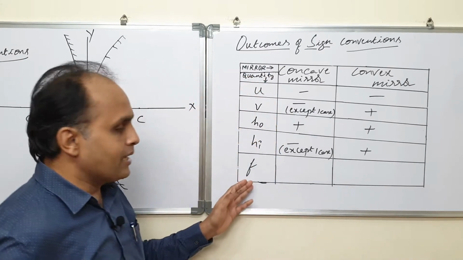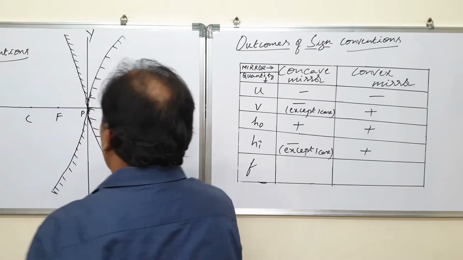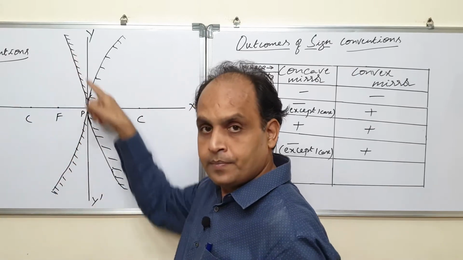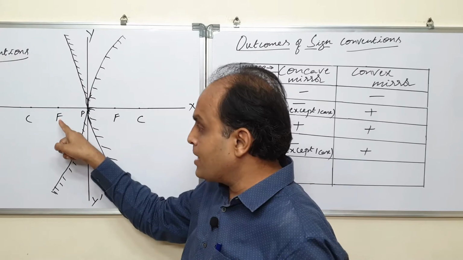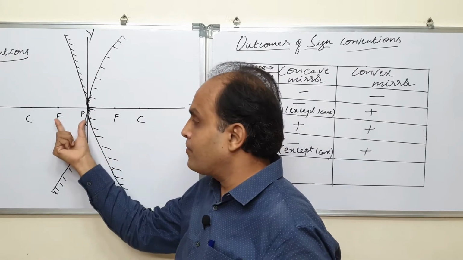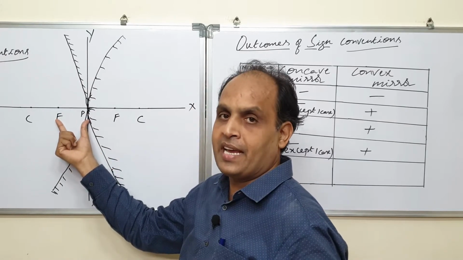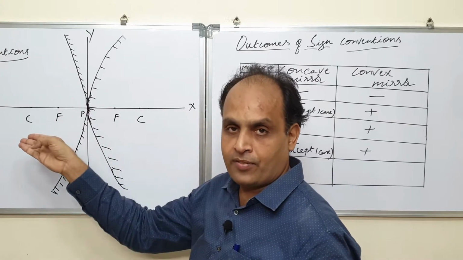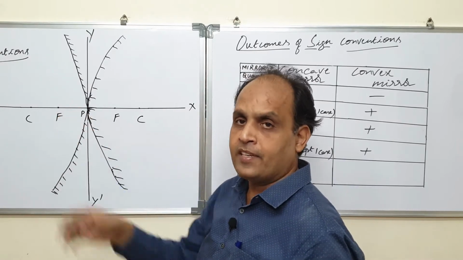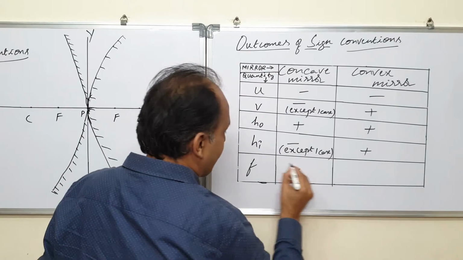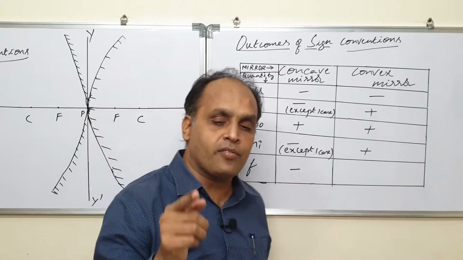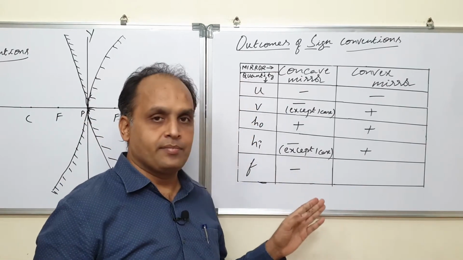Now coming to focal length. This is the concave mirror here, and this is where its focus is, and this is the focal length. So where is the distance lying? It is lying on the left. So distances on the left are considered negative. So the focal length of a concave mirror is negative.